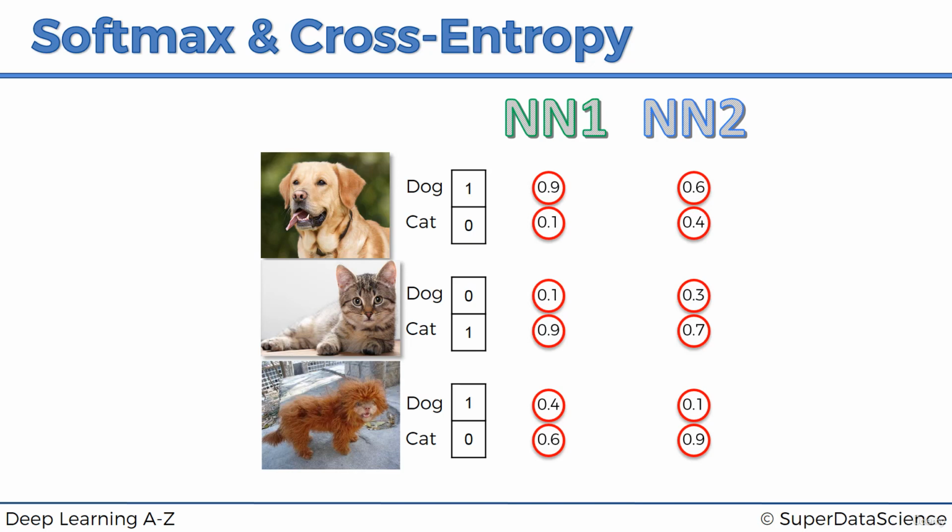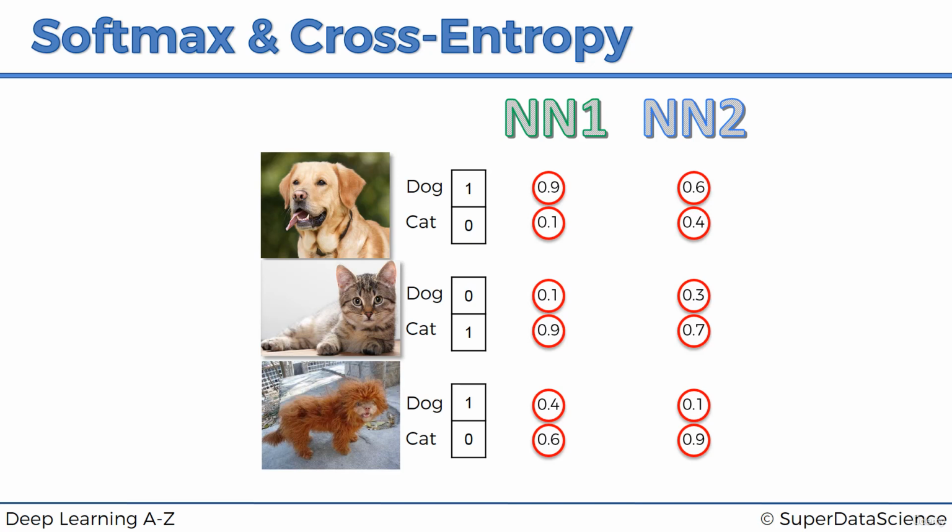The key here is that even though both networks got it wrong in the last one, throughout all 3 images, neural network 1 was outperforming neural network 2. Even in the last case, it gave dog a 40% chance, as opposed to neural network 2, which only gave dog a 10% chance. So neural network 1 is outperforming across the board when compared to neural network 2.